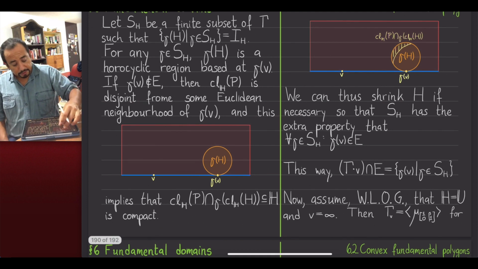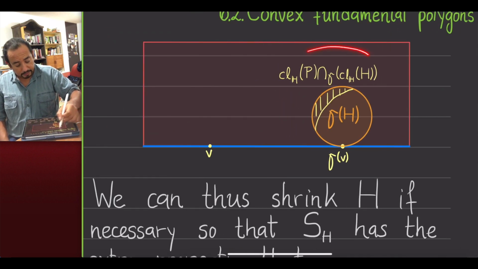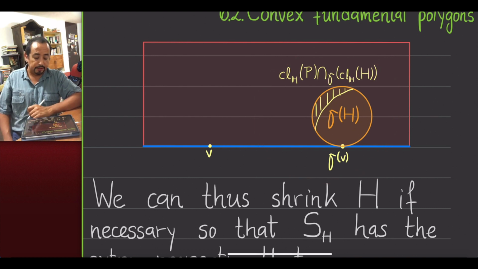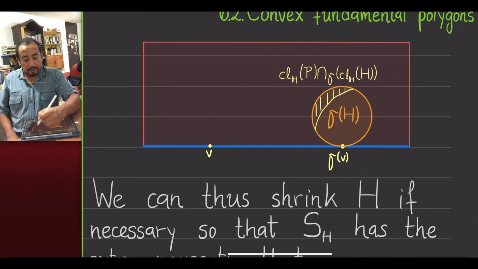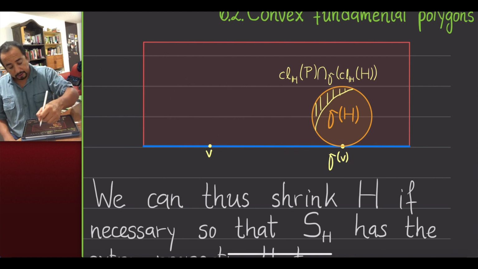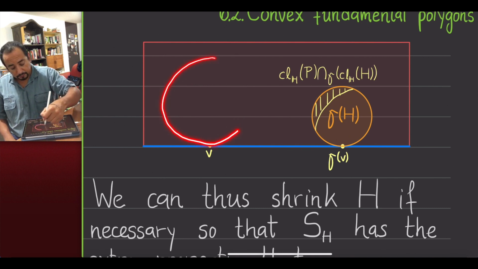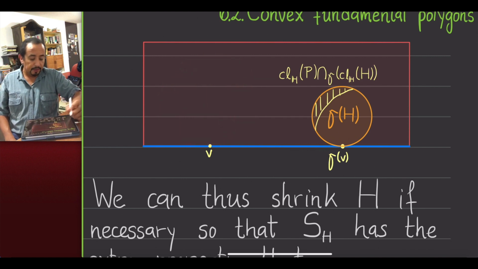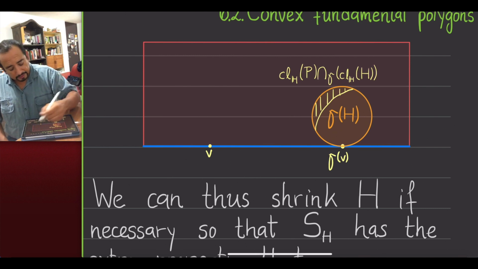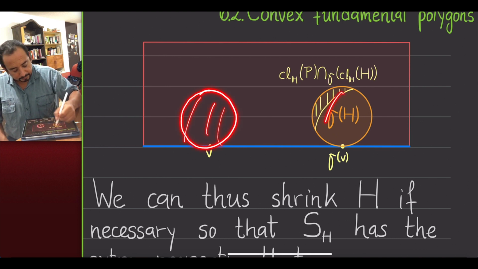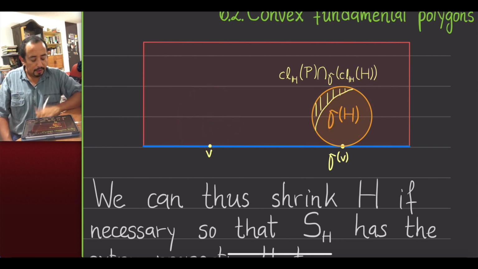Now, so the situation is this one. So this is how the situation looks. Now notice, I started with a horocycle H based at V, right? So H is somewhere here. And actually, the Euclidean size of H is not necessarily related to the Euclidean size of gamma of H, at least not a priori. What I'm saying is that it is not necessarily true that this is just a copy of this, a translation.